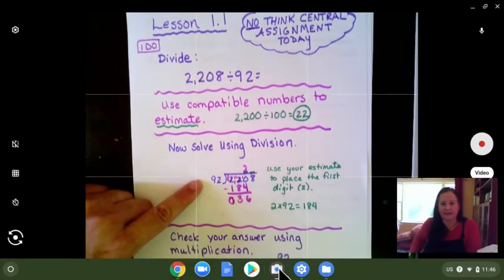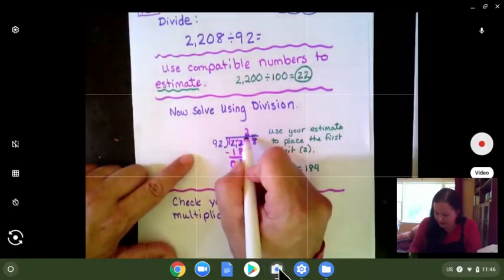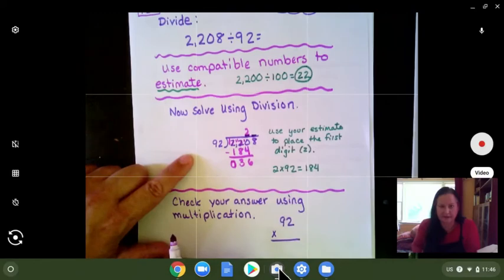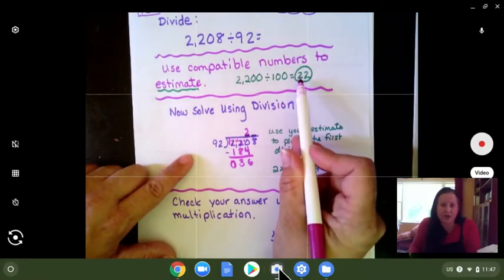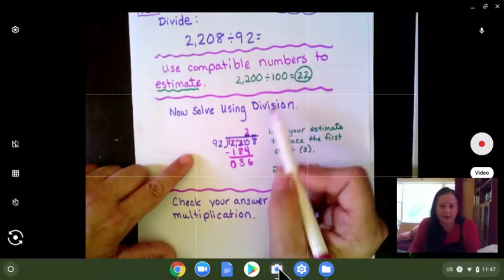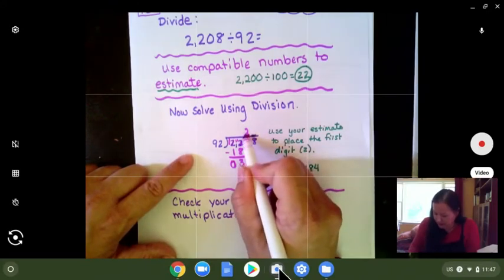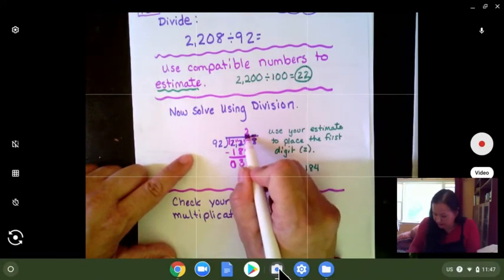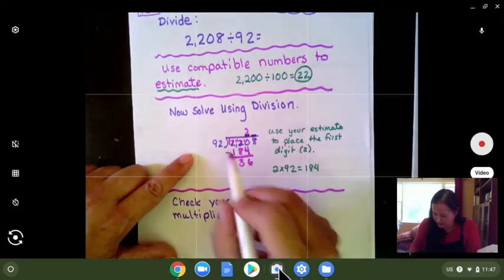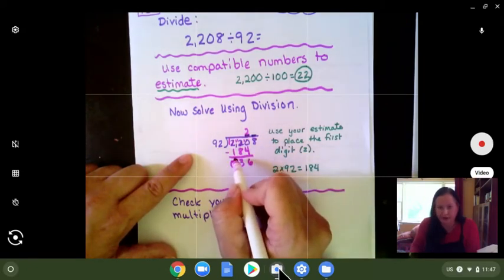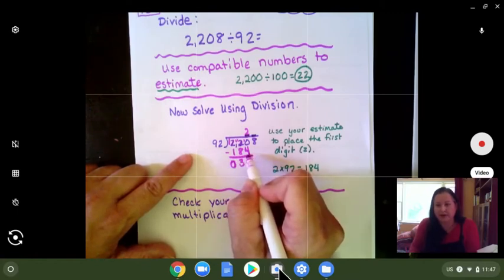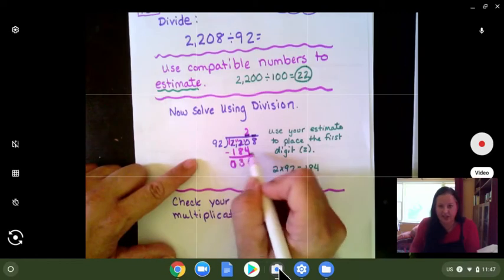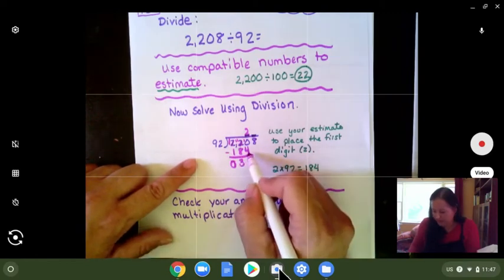So I know how many digits are going to be in my answer. I know that there's going to be 2 digits if my estimate is correct, right? So then the next part is I'm going to use that first digit and I'm going to try it. I'm going to see if it works in my problem. So I put the 2 digit above, right above the tens place. If I know this is going to have 2 digits in it, 2 times 92 is 184. Now, if subtracting is hard for you, you may have to use a calculator to check your answer here, because there's a lot of regrouping.